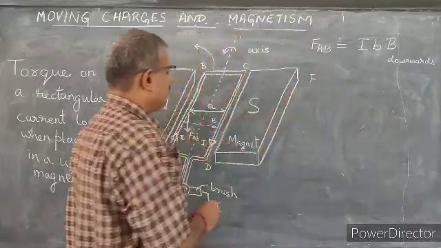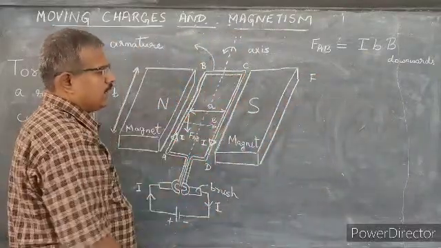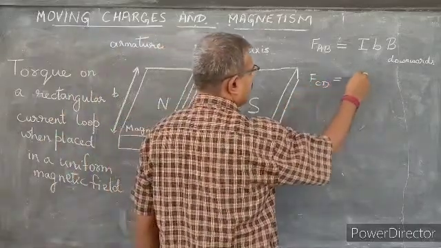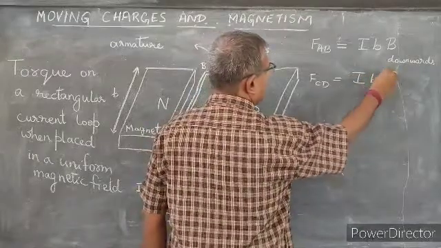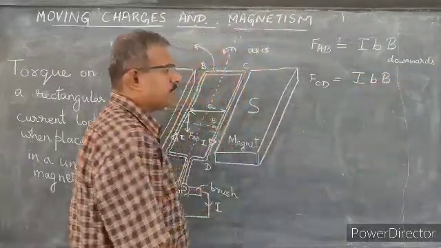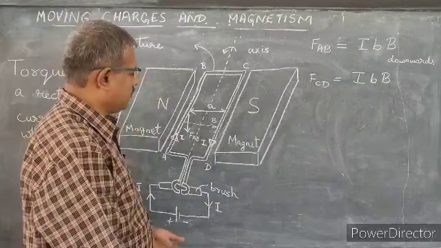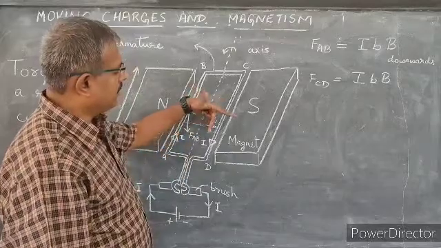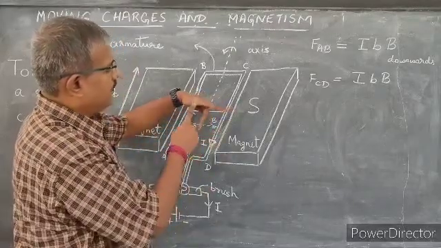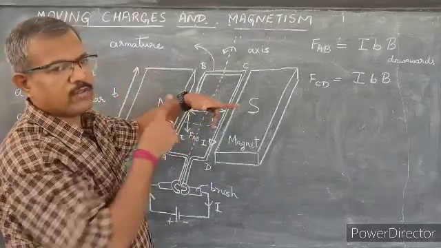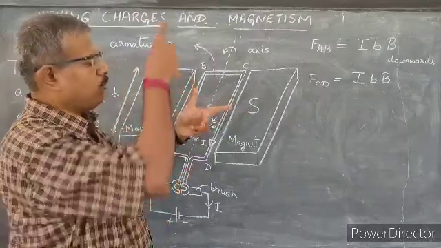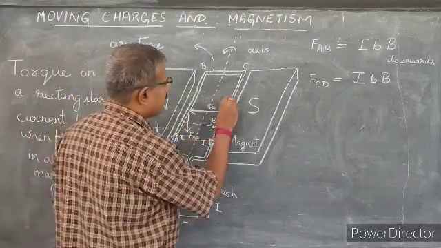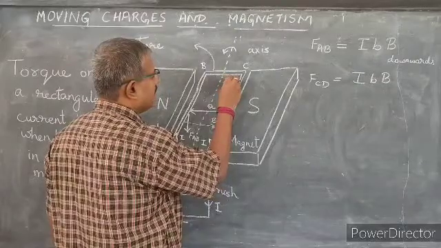Now if I want to consider the length CD, again the current flowing is I, the length is b, and the magnetic field is capital B. What's the direction? Current is now flowing this way. So I keep my finger this way, magnetic field is this way. Now you will see that the force is out of the board, so in this direction it would be upwards. So while FAB was downwards, FCD is upwards.